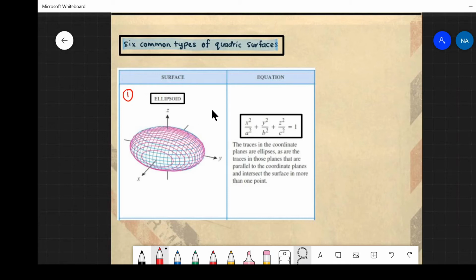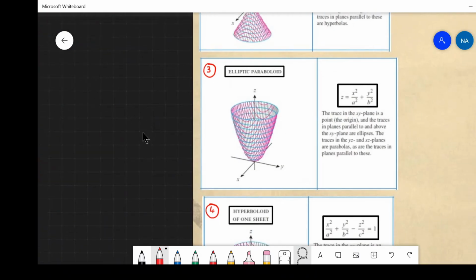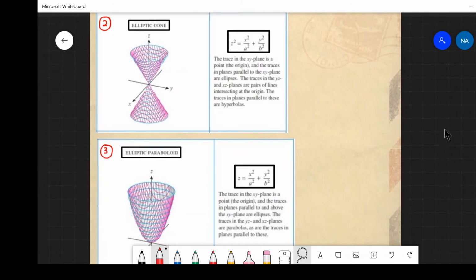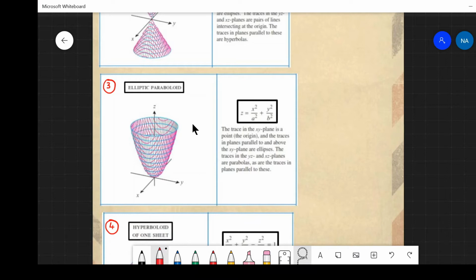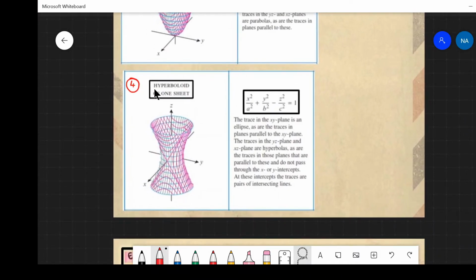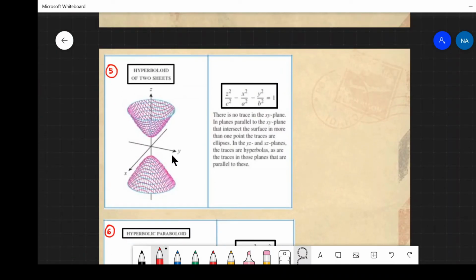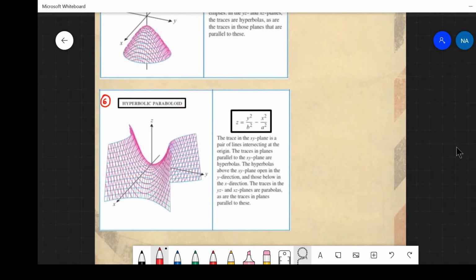I will explain it later. This is the first surface, the ellipsoid. The second surface is the elliptic cone, and this is the equation. Further up, we have the third surface, the elliptic paraboloid. This is the basic sketch of the third surface, and this is the basic equation. Number 4 is the hyperboloid of one sheet. This is the equation for number 5. And the last one is the hyperbolic paraboloid, and this is the equation.